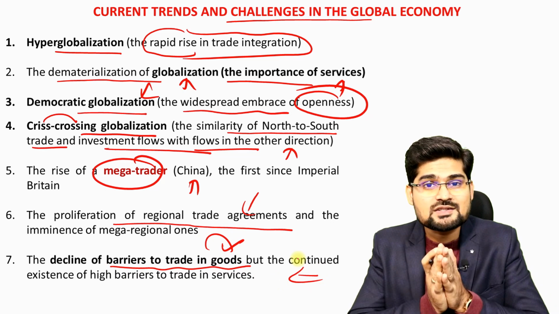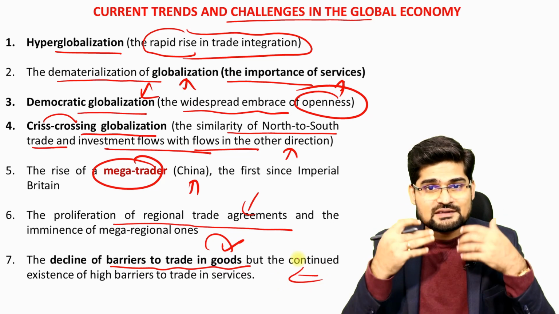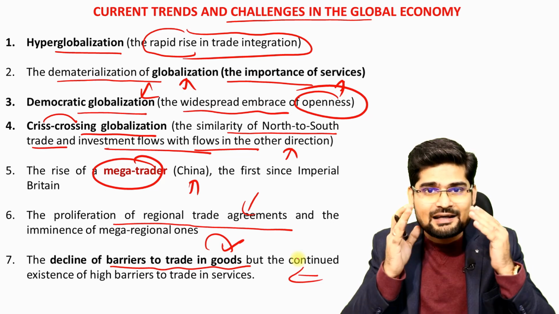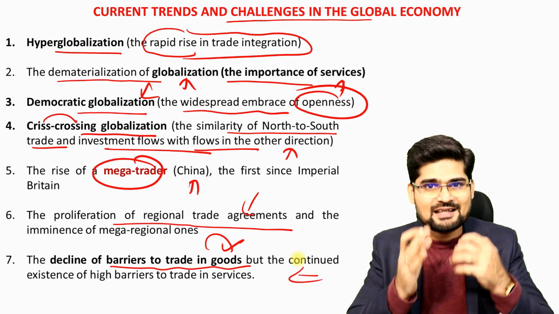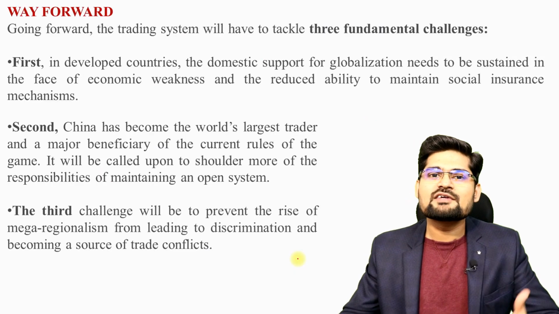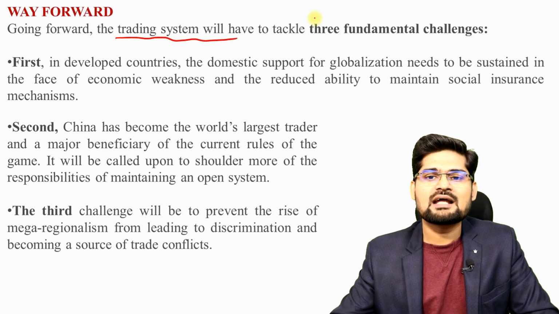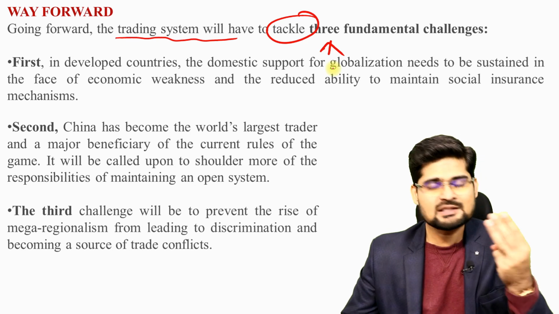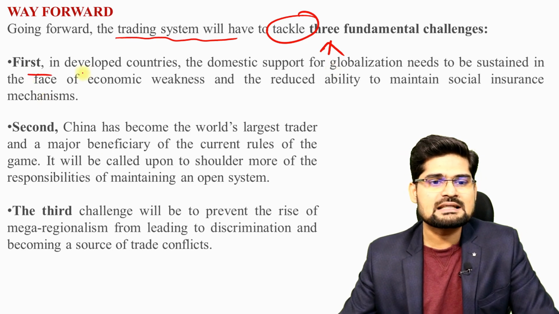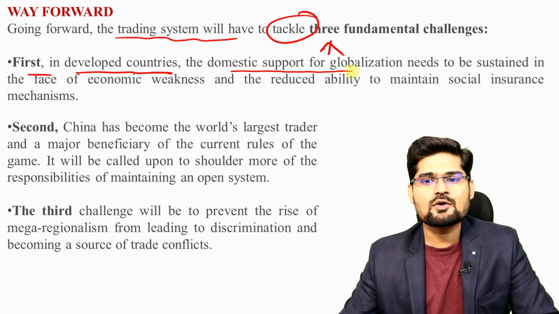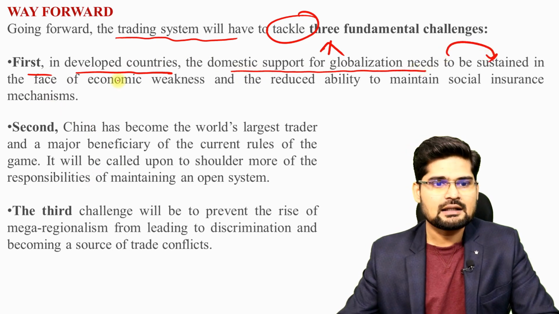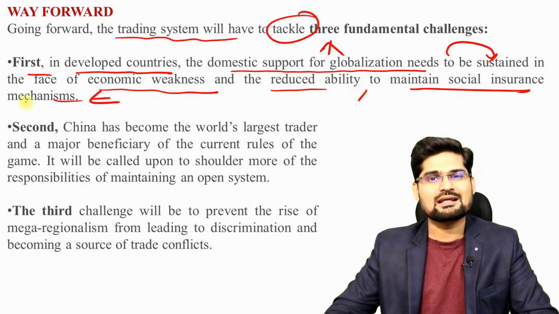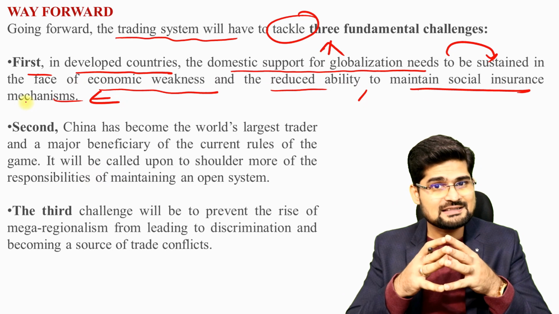So what are the challenges to maintain all this? If these things are happening, it means as a state, as a country, we also need to buck up and participate and progress, right? That's what is important here. Now, so what is the way forward? Going forward, the trading system will have to tackle 3 fundamental challenges in the next decade and times to come. The first is that in developed countries, the domestic support of globalization needs to be sustained in the face of economic weakness and reduced ability to maintain social insurance mechanisms, right? So the developed countries also need to work on this aspect.